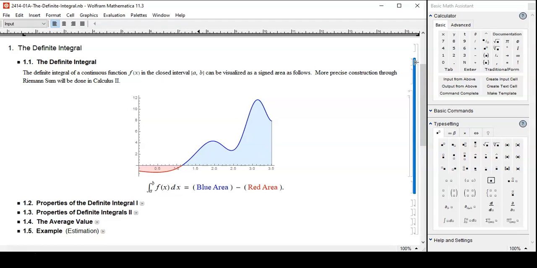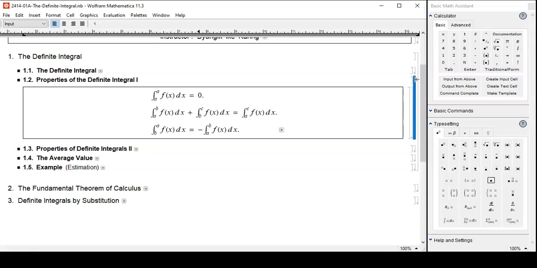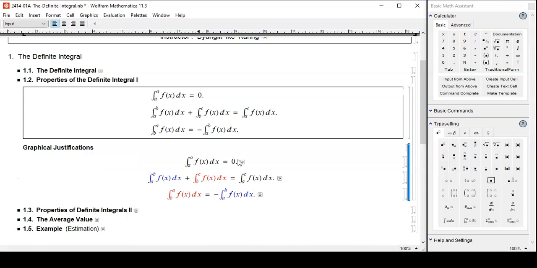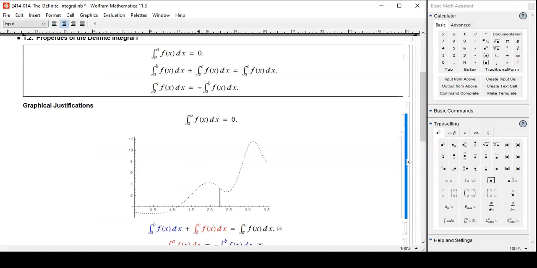Now, the properties of definite integrals can be classified like this. One, the property is intrinsic to the definite integral, and then the area property, which can be explained like this. The definite integral from a to a of f of x dx is always 0, no matter what the integrand is. Here's a graphical explanation. Starting and ending at the same value, we basically have a line segment, and the area of this line segment, of course, is 0.